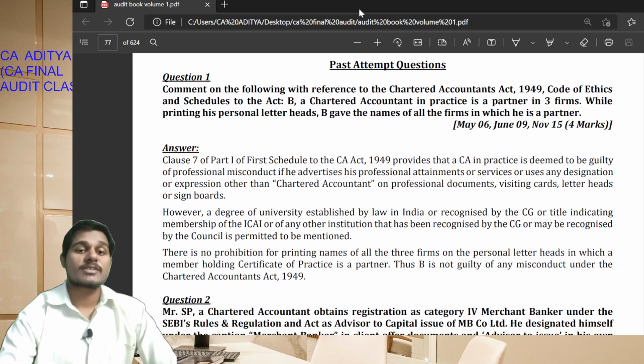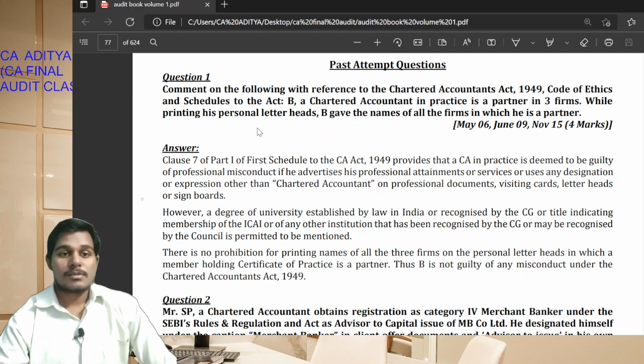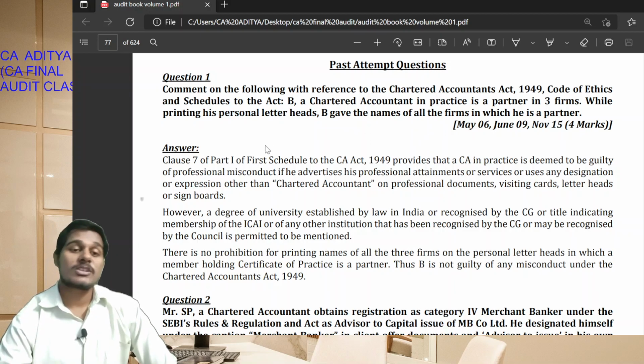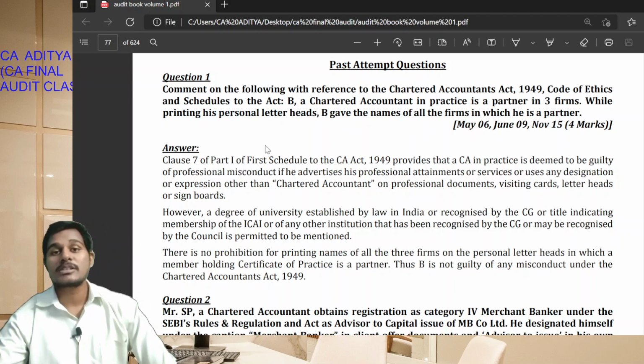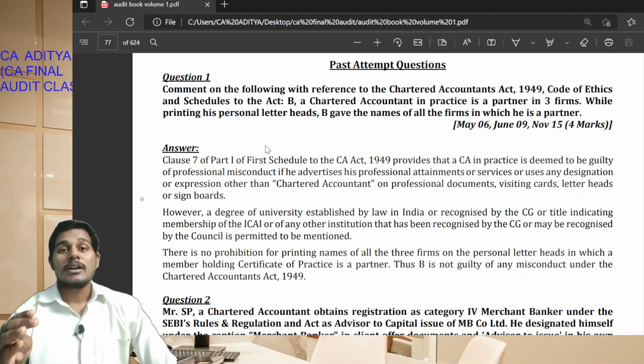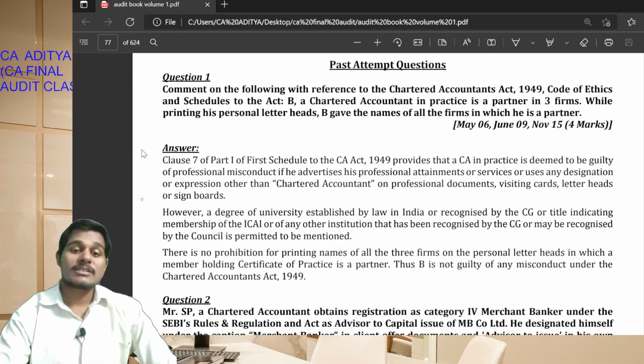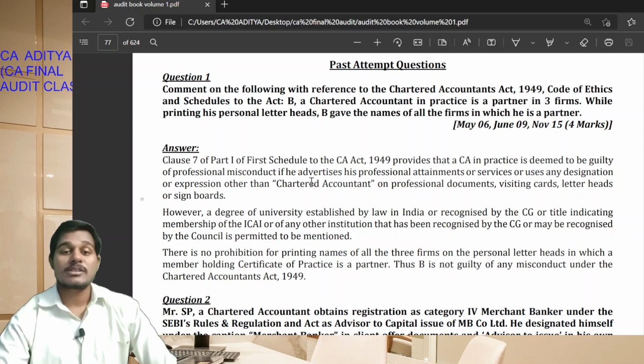Let's see the question, students. B. A chartered accountant in practice is a partner in three firms. While printing his personal letters, B gave all the three firms in which he is a partner. See, students, a chartered accountant can use a designation as a chartered accountant using letterheads, visiting cards, or any other professional documents. Since in the present case, he has provided them in the letterheads, so he will not be professionally misconduct.